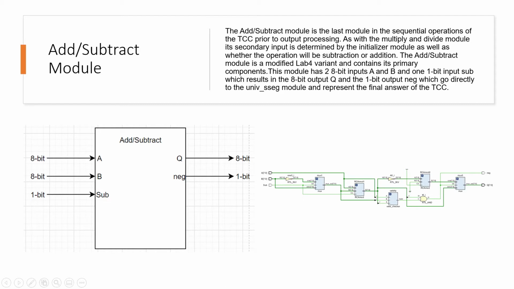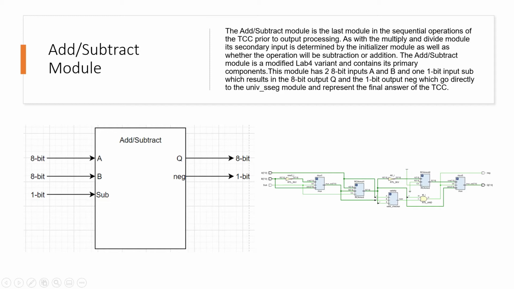The sub 1-bit input will be used to determine whether the operation is subtraction or addition. The output Q is the final result, and neg is the sign of the output. As we can see, it's a pretty rudimentary system using two modified RCAs containing only full adders in order to add and revert the value.